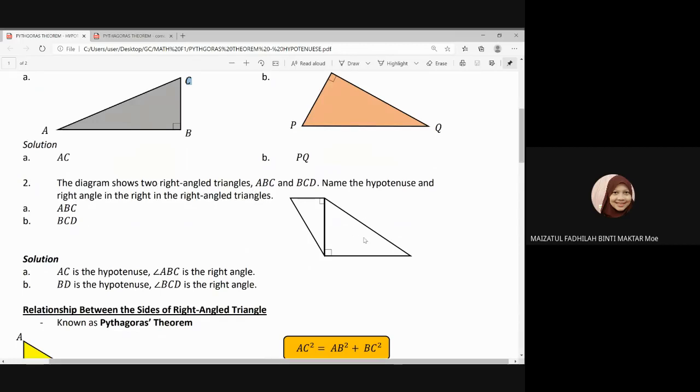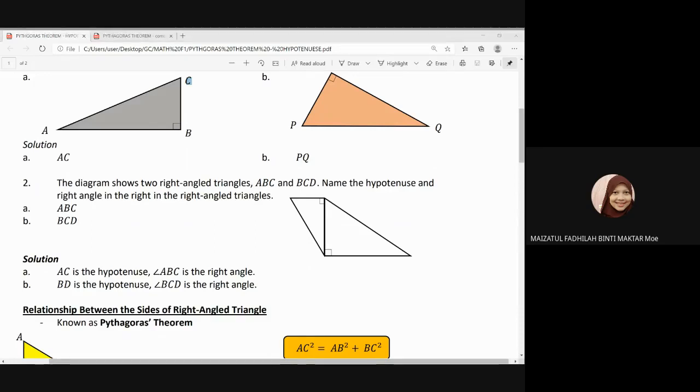The next example: the diagram shows two right angle triangles. This is a combined shape of the geometry. They have two right angle triangles, which are EBC, oh sorry, this one I forgot to label it, so EBC and BCD. Name the hypotenuse and right angle in the right angle triangle.